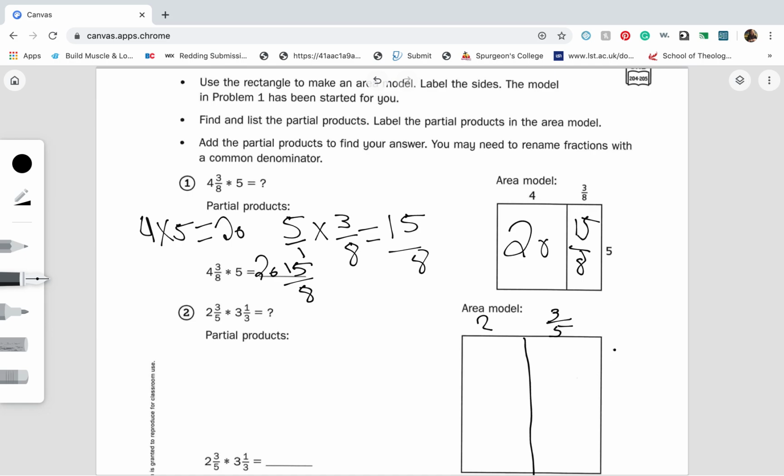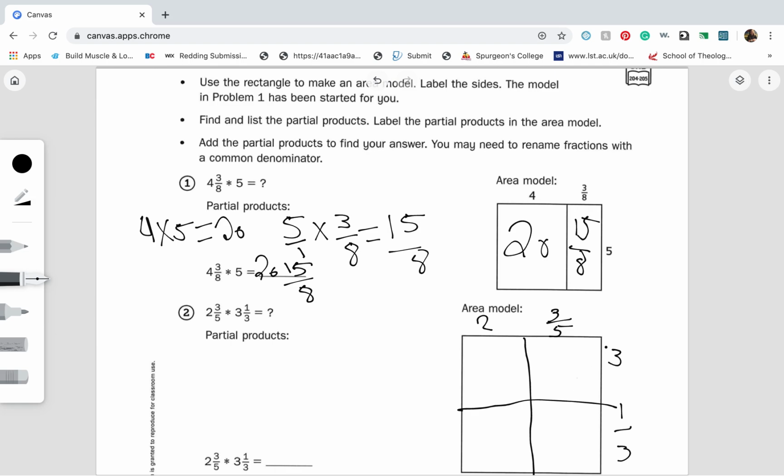And then you have 3 1/3. So I know I'm going to have to split the box again in half, because we're going to be multiplying the 3 and the 1/3 separately. Okay, so first let's start with the 3. We're going to start with the top box and the bottom box and go from there.